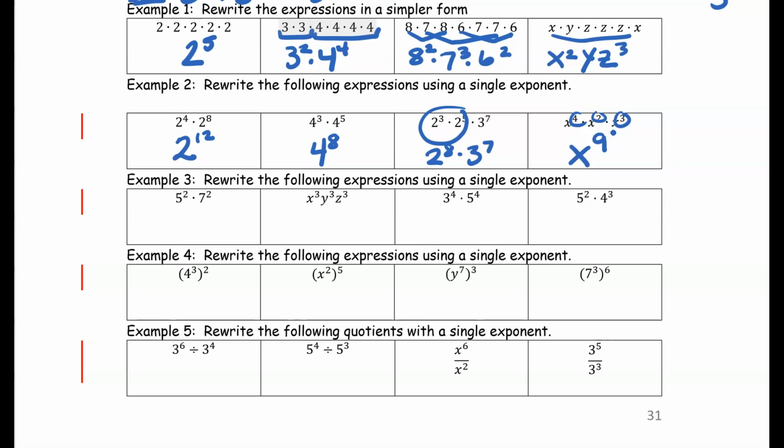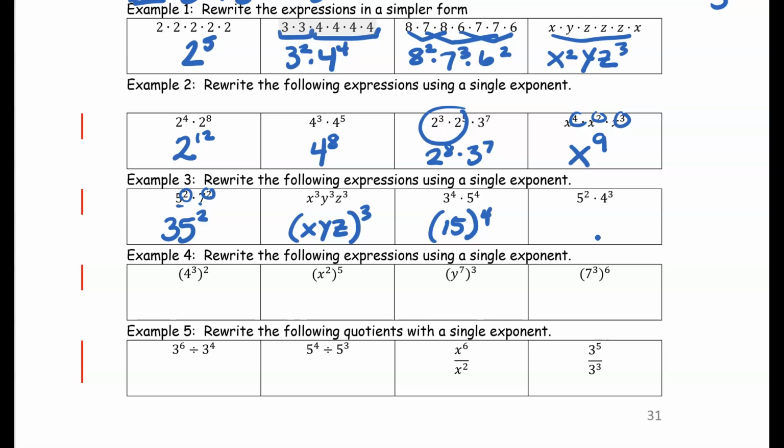Okay, so example 3, it looks like the same exponent in this case, so we can bring the bases together. 5 times 7 is 35 to the 2nd power, and for this one, x, y, z, we can just write it like that. 3 times 5 is 15 to the 4th power.